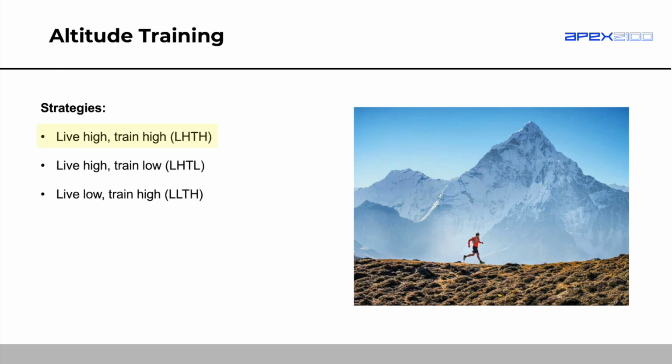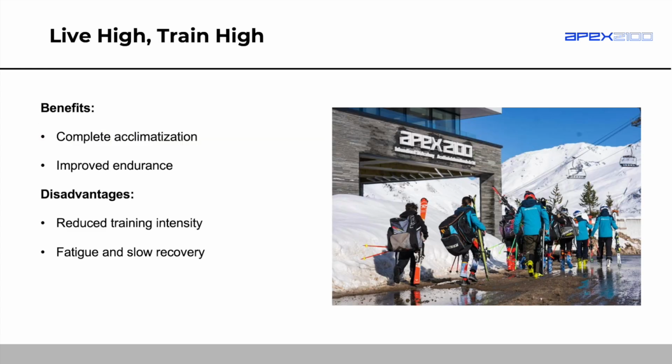Let's have a look at live high, train high now. So like I said, that's you guys. You live high and you train high. So the benefits are complete acclimatization. You're training and living at high altitude, and that leads to the maximal physiological adaptations like increased red blood cell production and enhanced aerobic capacity. You're going to increase your endurance capacity. So you've got sustained exposure to low oxygen, which is going to improve your endurance performance. So it's super beneficial for long distance athletes.